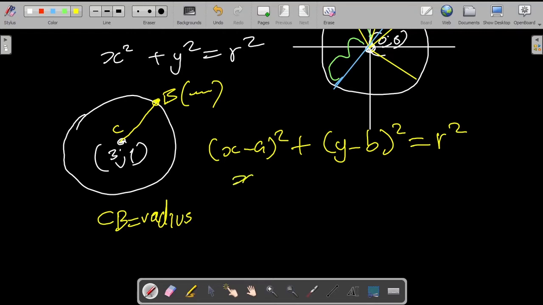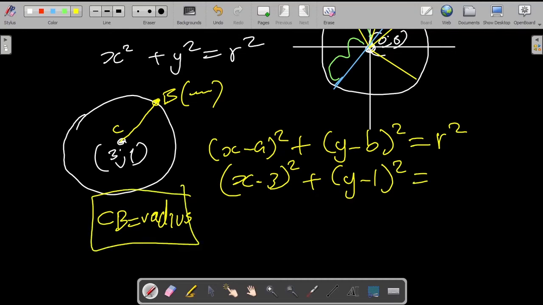And now you're going to substitute the x value of your center into that. Then you're going to substitute the y value of your center, then find the length of CB and substitute it where you see R and square that. And that would be your equation in the standard form if you ever have such a case where you're given a circle and you can find the radius easily.